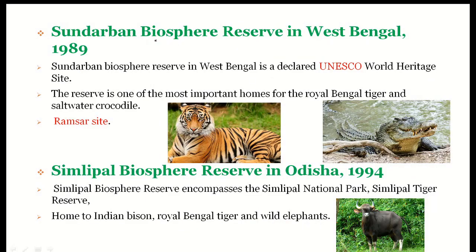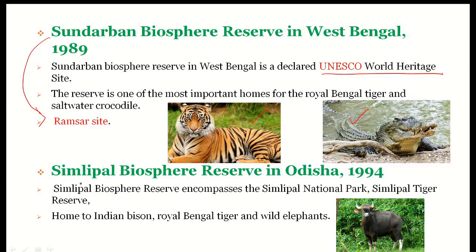So next is Sundarban Biosphere Reserve, which is in West Bengal, and it's a UNESCO World Heritage Site. There is the existence of Sundarban National Park within this Biosphere Reserve, and it's a Ramsar site too. It protects species like the Royal Bengal tiger and saltwater crocodile.